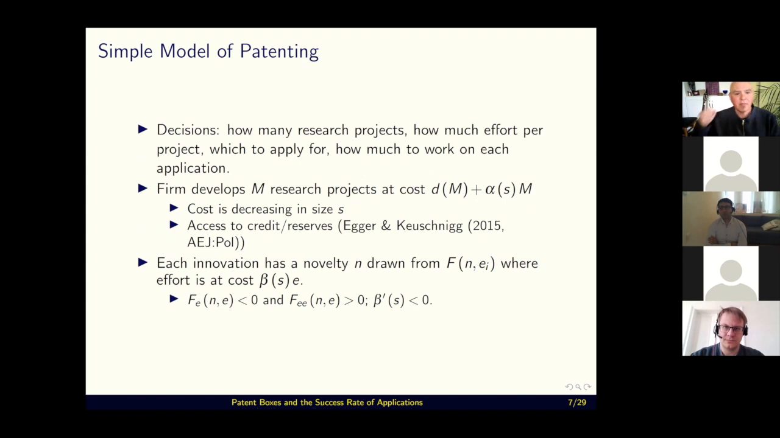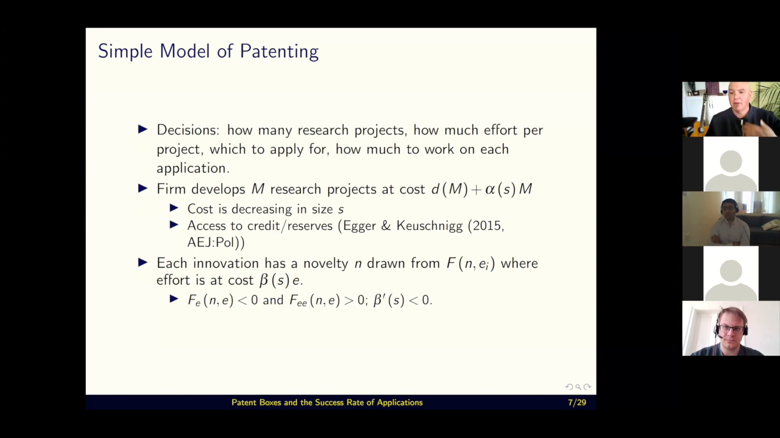So I'm going to skip over the model a little bit, in the interest of time. But the basic idea is you take a firm, and a firm's got a bunch of decisions to make. How many research projects do I start? For each research project, how much effort do I put into developing it? Now that I know which ones look like winners and which don't, which ones do I apply for a patent on? How much work do I put into each application? So there are these four levels of decision: the number of projects, effort per project, which determines the novelty, whether or not to apply for a patent, and then how much to sink into the application process.